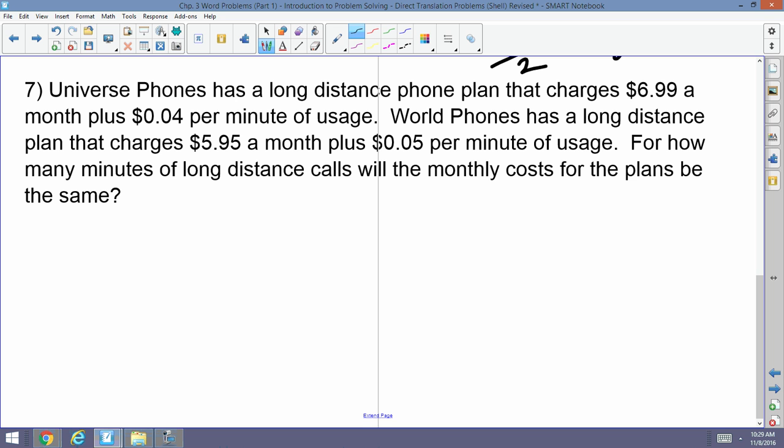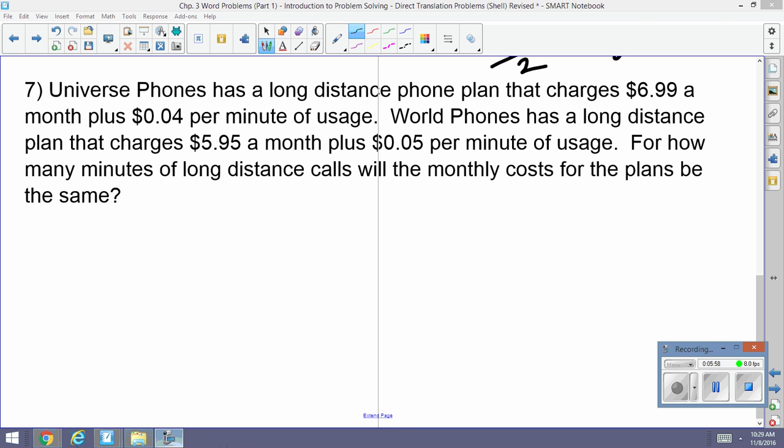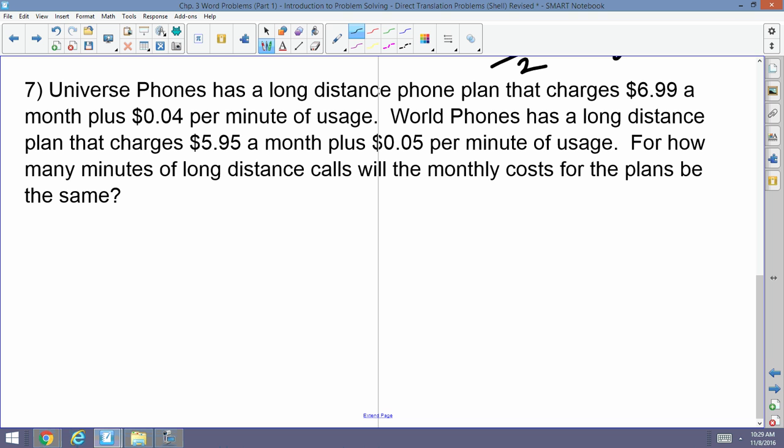What are we trying to solve for here? No, that's not exactly what we're looking for. Read. What are we looking for? How many minutes for what?